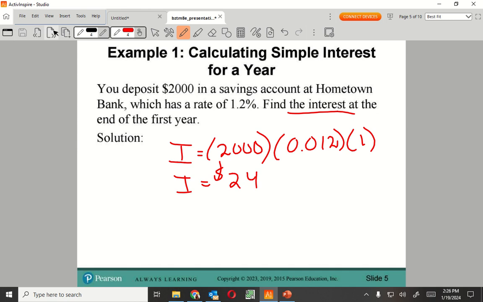So what does that mean? That means after 1 year of Stevie's money just sitting there in the bank, Stevie made how much money? $24. That's not bad, right? But the thing is, with your money, you have to leave it alone. You can't pull it out and put it back in and all that. You just need to leave it alone. That's what Stevie needs to make sure he does. Leave it alone.